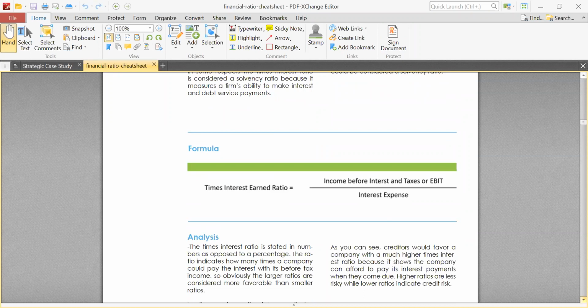So, for example, if you have a times interest earned ratio that is above 1, it means that the company has enough earnings before interest and taxes to cover their interest expenses, which is favorable. If it's less than 1, it's unfavorable, and it shows that you are risky as a company.